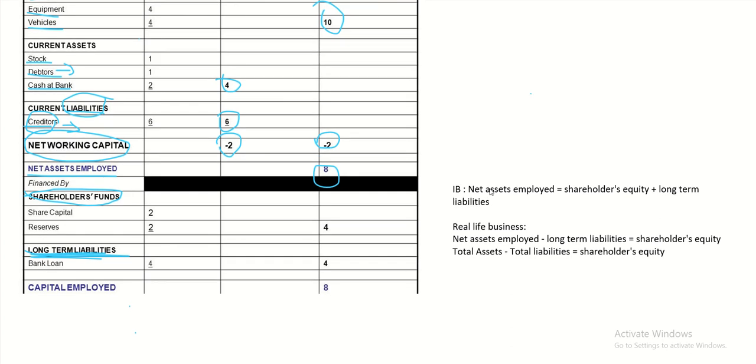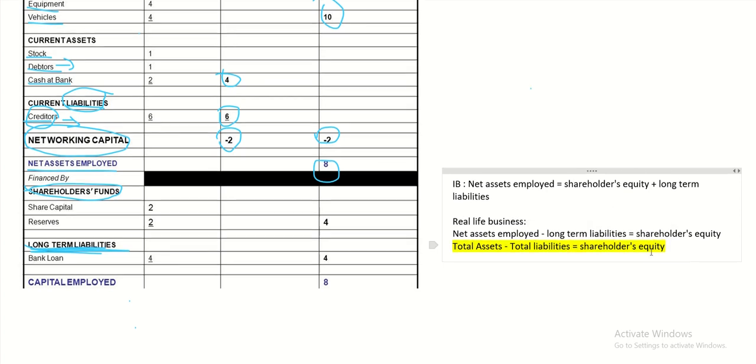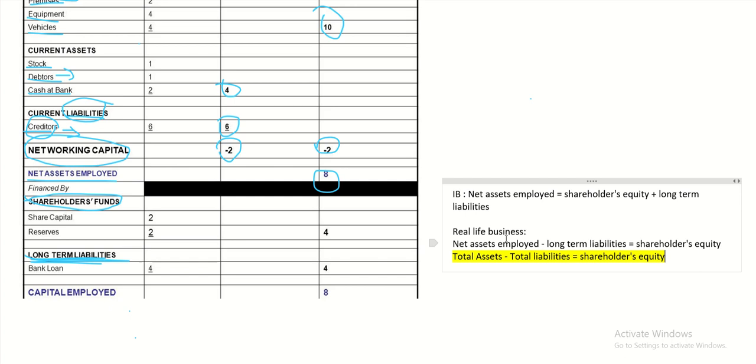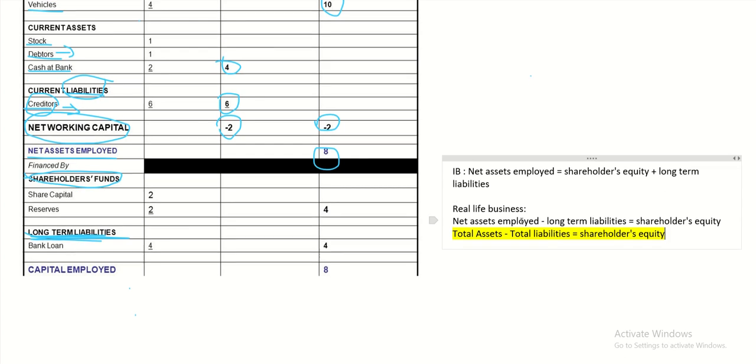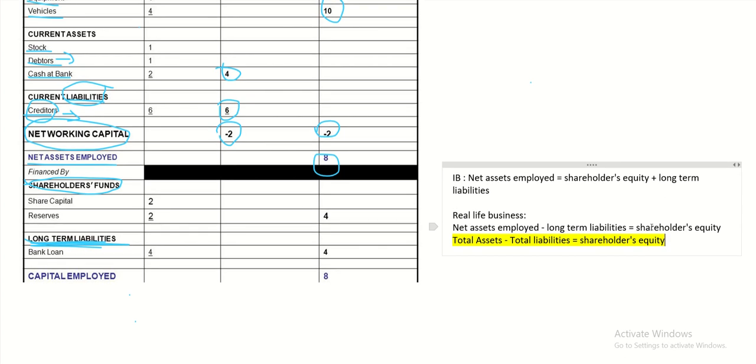So that's basically the same as a formula we usually see, which is this formula: total assets minus total liabilities equals shareholders' equity. That is the most common formula outlined in most business management books. So it's actually the same. As you can see, if I move the long-term liability term to the left side of this equation, it gives us net assets employed minus long-term liabilities gives us shareholder equity.